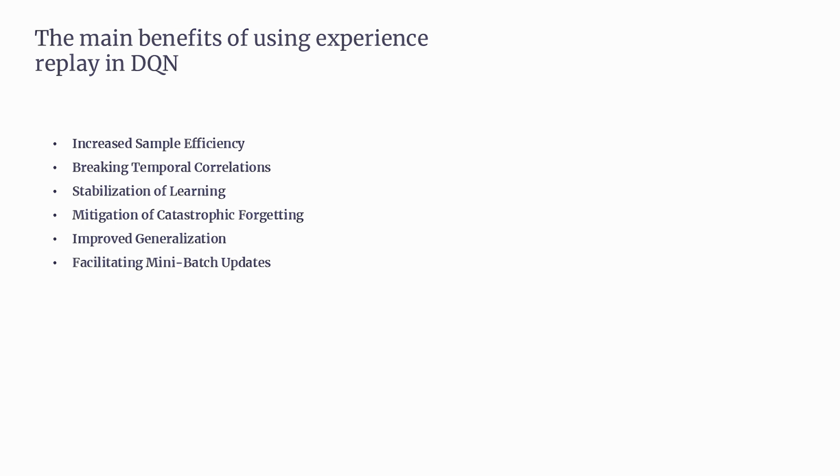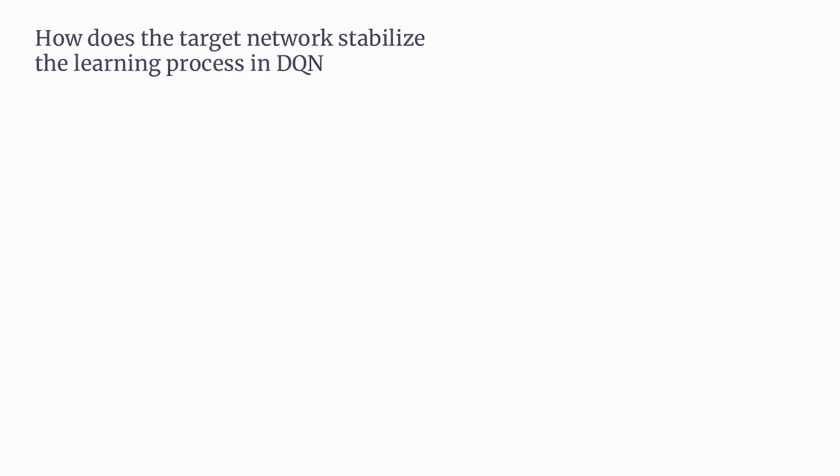Now let's talk about the target network, a critical component in deep Q networks, DQN, that helps stabilize the learning process and overcome challenges associated with training neural networks in reinforcement learning. The target network is essentially a separate copy of the Q network, but it's updated less frequently. This design prevents the instability that can arise when the network is learning and evaluating itself simultaneously. Let's explore the benefits of using a target network.